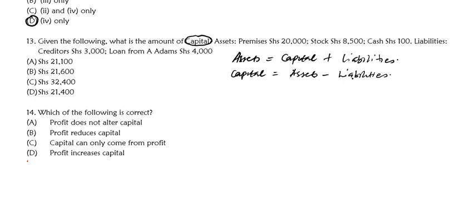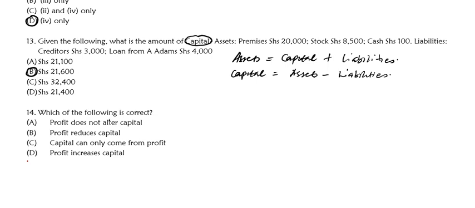Just get the assets, that is 20,000, plus the stock of 8,500, plus cash of 100, then minus the liabilities, creditors 3,000, minus loan from A. Adams 4,000. Your capital is 21,600. So number 13, the answer is B. Capital is 21,600. Just need to use the accounting equation to arrive at that capital. Capital equals assets minus liabilities.